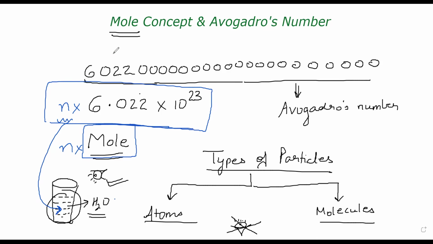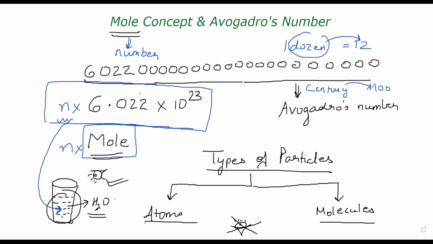So remember, mole is nothing. It is just a number. Mole is just a number. Let me repeat it for you. Like, for example, one dozen. Dozen is a number, right? Dozen represents 12. Century represents 100. Similarly, whenever we talk about mole, mole represents 6.022 into 10 to the power 23.